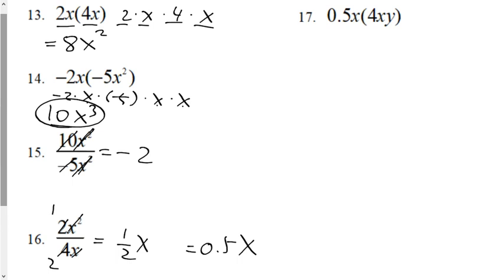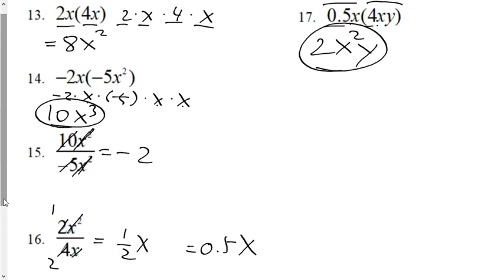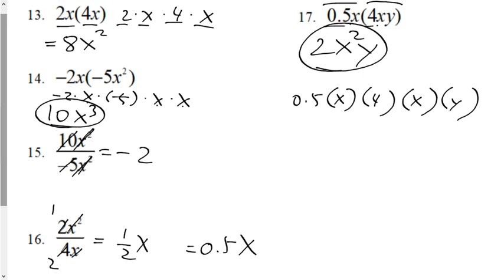And finally, your last one, multiplying your coefficients, 0.5 or half times 4 is 2. X times x is x squared, and y stands by itself. Remember, this is still a monomial because the multiplication of a monomial by a monomial will result in a monomial. And again, if you want to think of that broken down, it's 0.5 times x times 4 times x times y. We multiply the x's together, gives your x squared, and the y stays by itself.